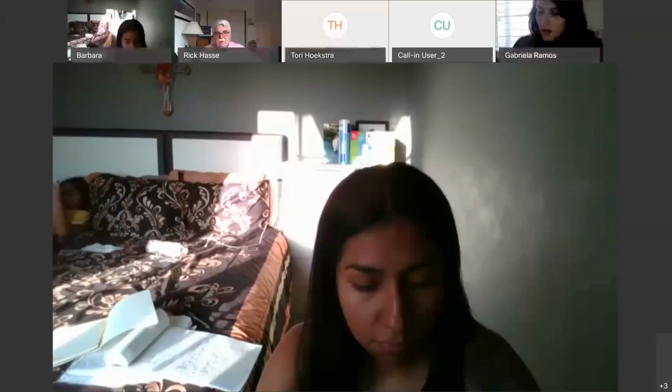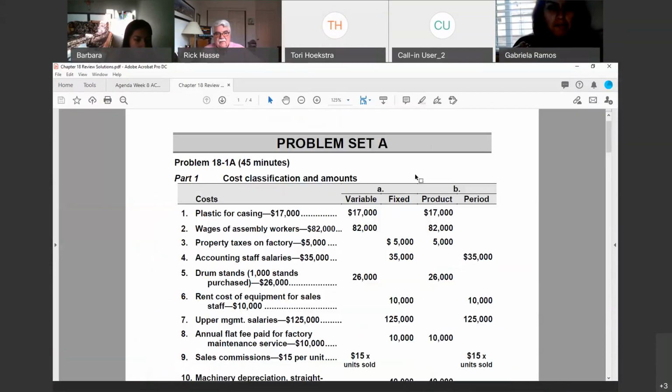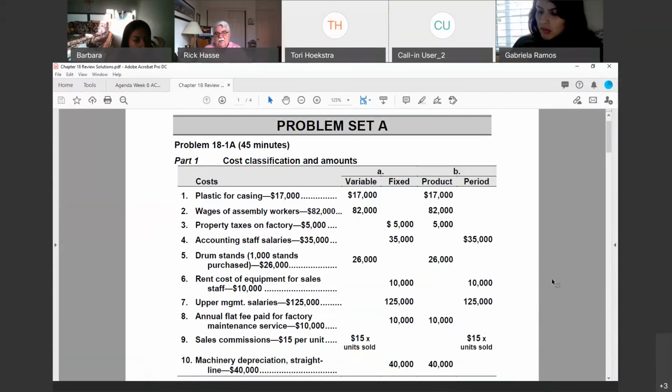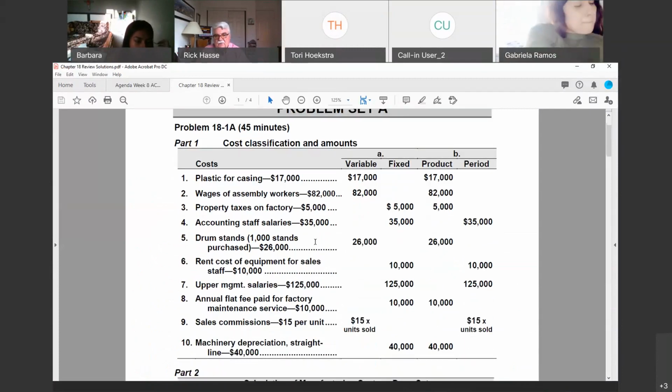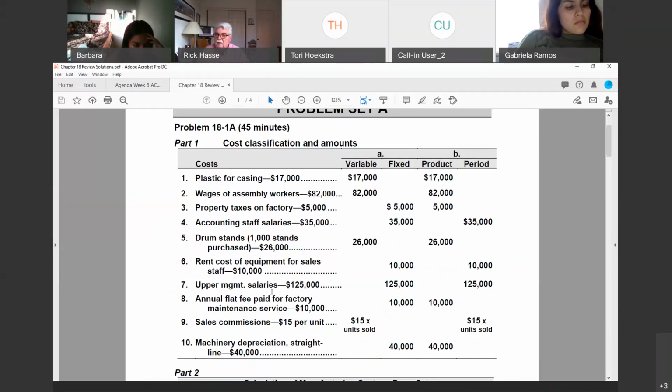Here's the answers to that problem, where we had the determination of variable and fixed, product and period. And this is what we just did. We went down the list and determined what was variable, what was fixed, what was product, what was period. You'll probably have a question like this on the final, where I give you a list of types of costs of a business, and you are to classify those amounts into a variable or fixed nature, product or period.